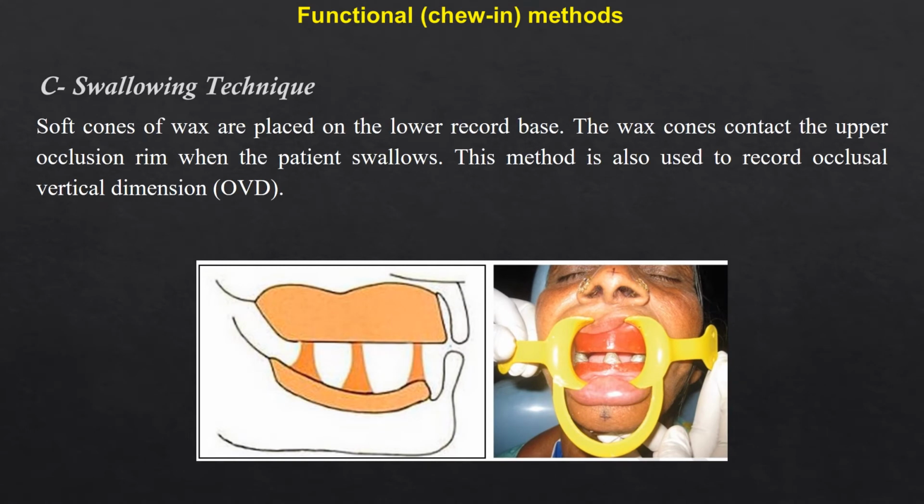Swallowing technique. In this method, soft cones of wax are placed on the lower record base. The wax cones contact the upper occlusion rim when the patient swallows. This method is also used to record occlusal vertical dimension.